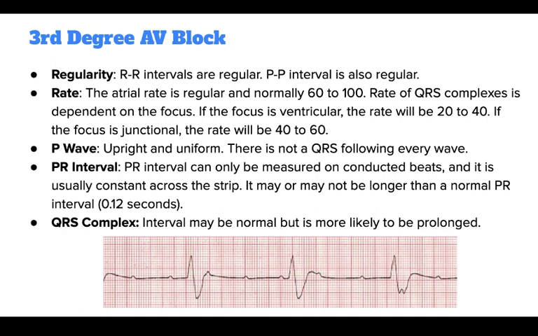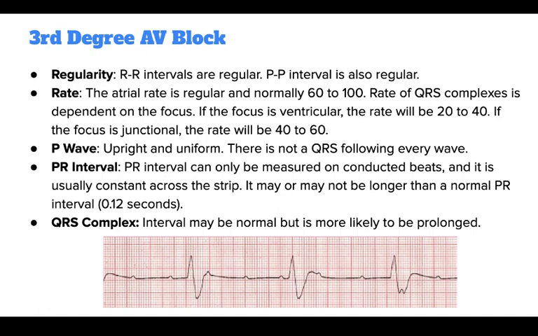For a third degree AV block, the RR intervals are regular. PP interval is also regular. The atrial rate is regular and normally 60 to 100. Rate of QRS complexes is dependent on the focus. If the focus is ventricular, the rate will be 20 to 40. If the focus is junctional, the rate will be 40 to 60.